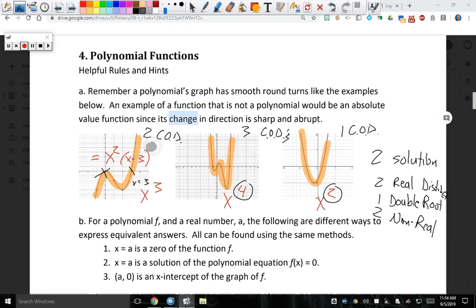Now watch. Powers that are odd, like 1, 3, 5, 7, 9, all that stuff, will go through the x-axis. It'll cut through. But powers that are even, 2, 4, 6, 8, whatever, will bounce off the x-axis. At that location, they'll bounce off. Are you with me? All right.